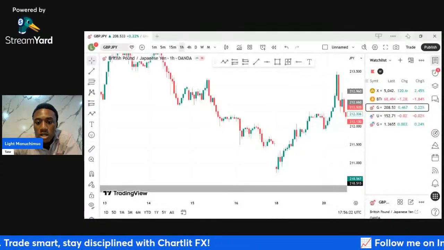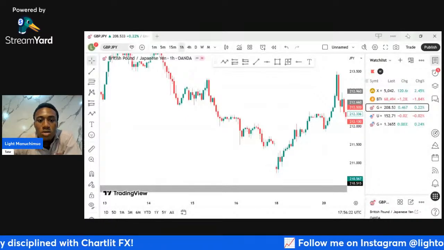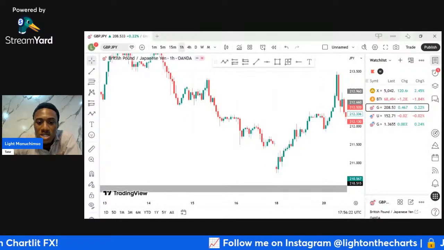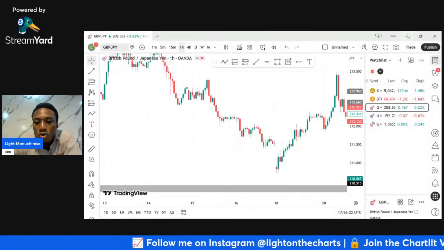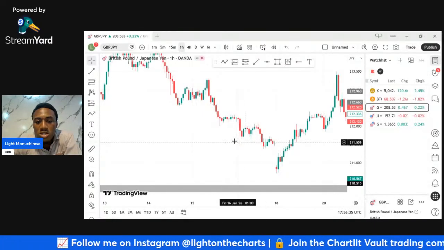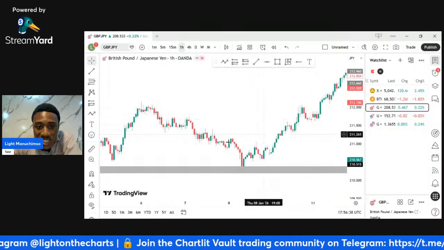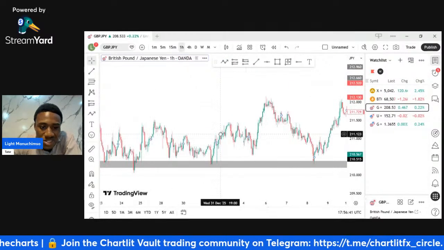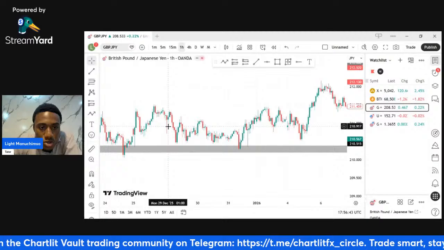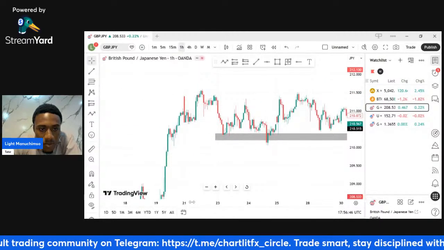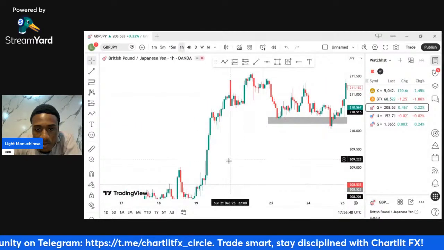So currently, let's go to the chart. Let's look for doji candlesticks. Let's see if we're going to find doji at key levels, or even if we don't see key levels, I'm just going to show us what the doji looks like.